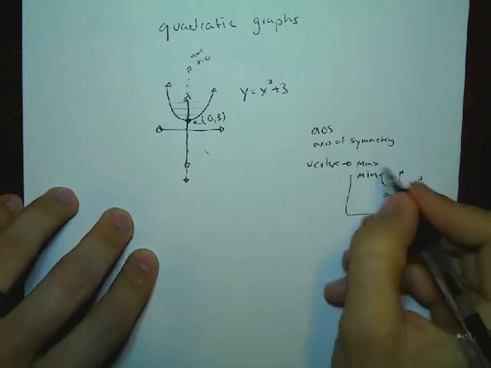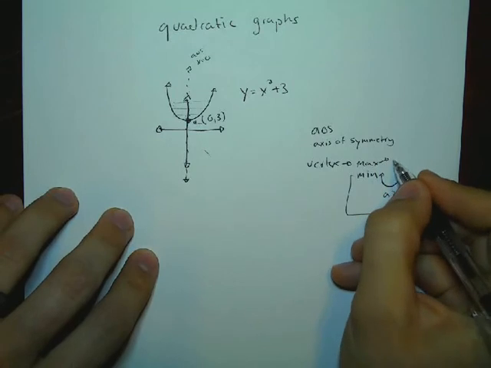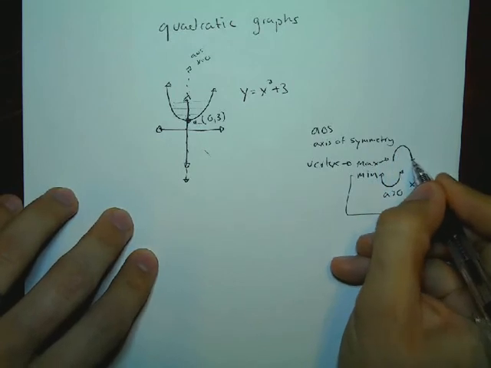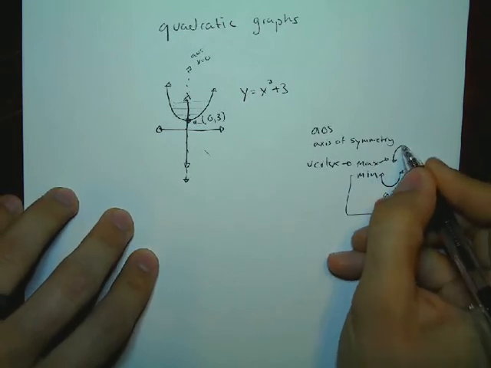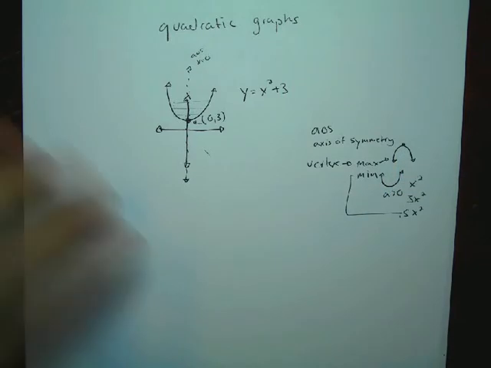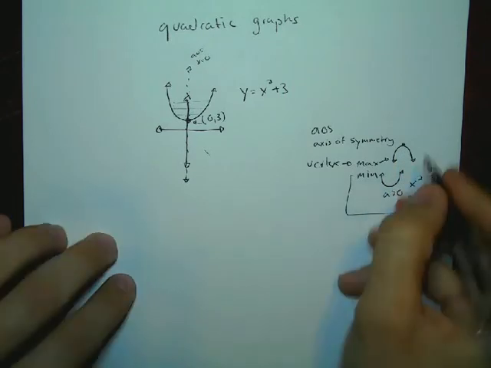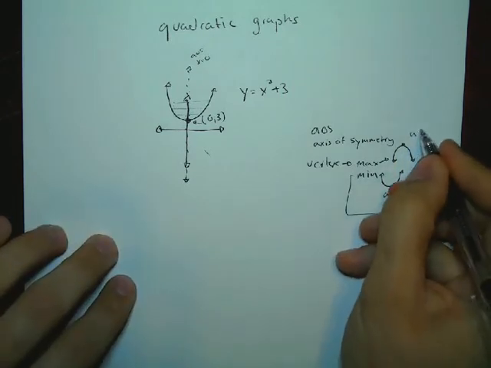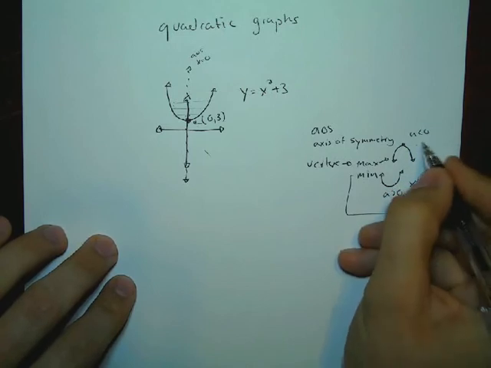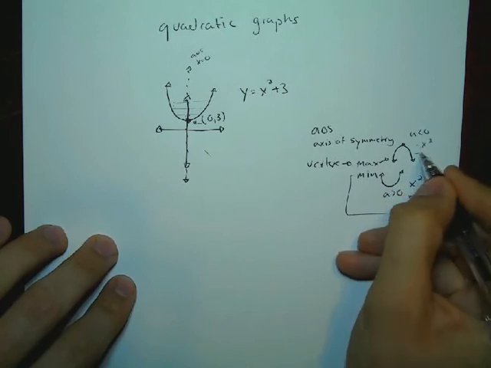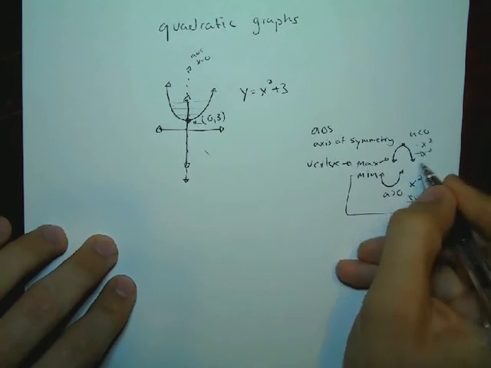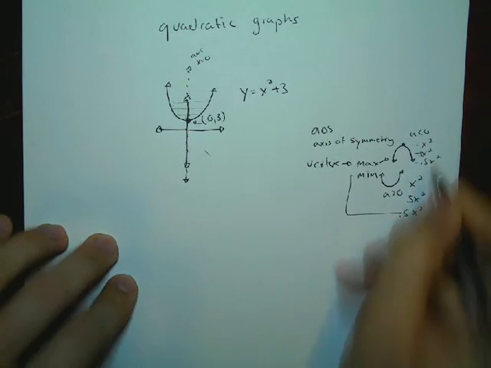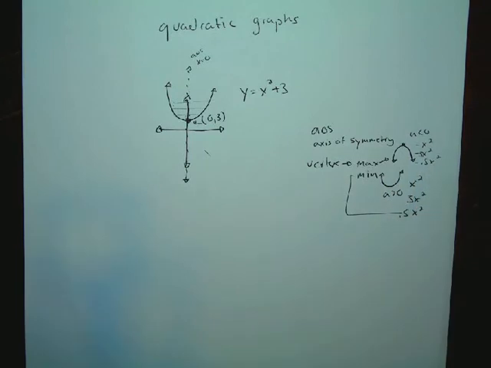Maximum graphs, however, have a maximum at their vertex. This is because a is less than 0. So things like negative x squared, negative 3x squared, negative 0.5x squared. These all are maximum graphs. They will have a maximum, but no minimum. The graph will continue to fall.